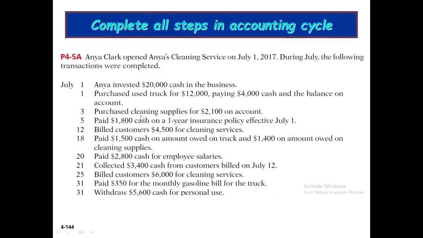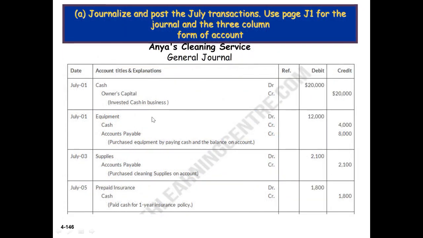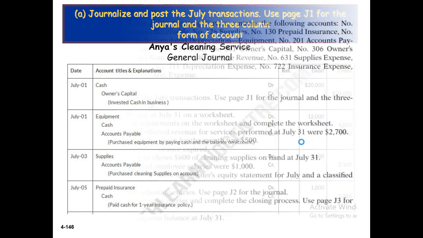Second, purchased used truck for 12,000, paying 4,000 cash and the balance on account. This is a July 1 transaction. We are getting this truck, so truck will be debit. Paying 4,000 cash, cash will be credit, and the balance on account, so accounts payable credit. This is equipment debit, cash credit, and accounts payable credit.